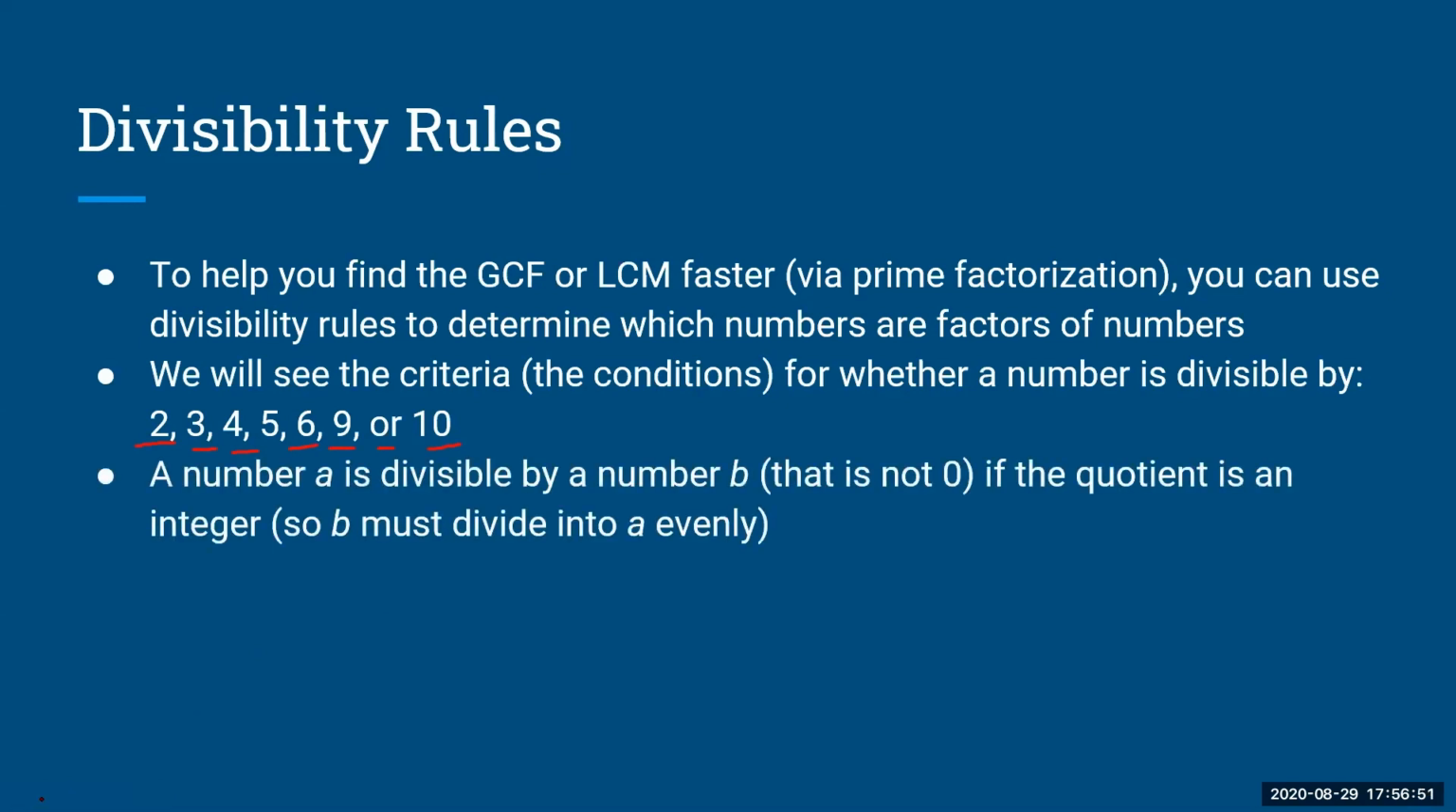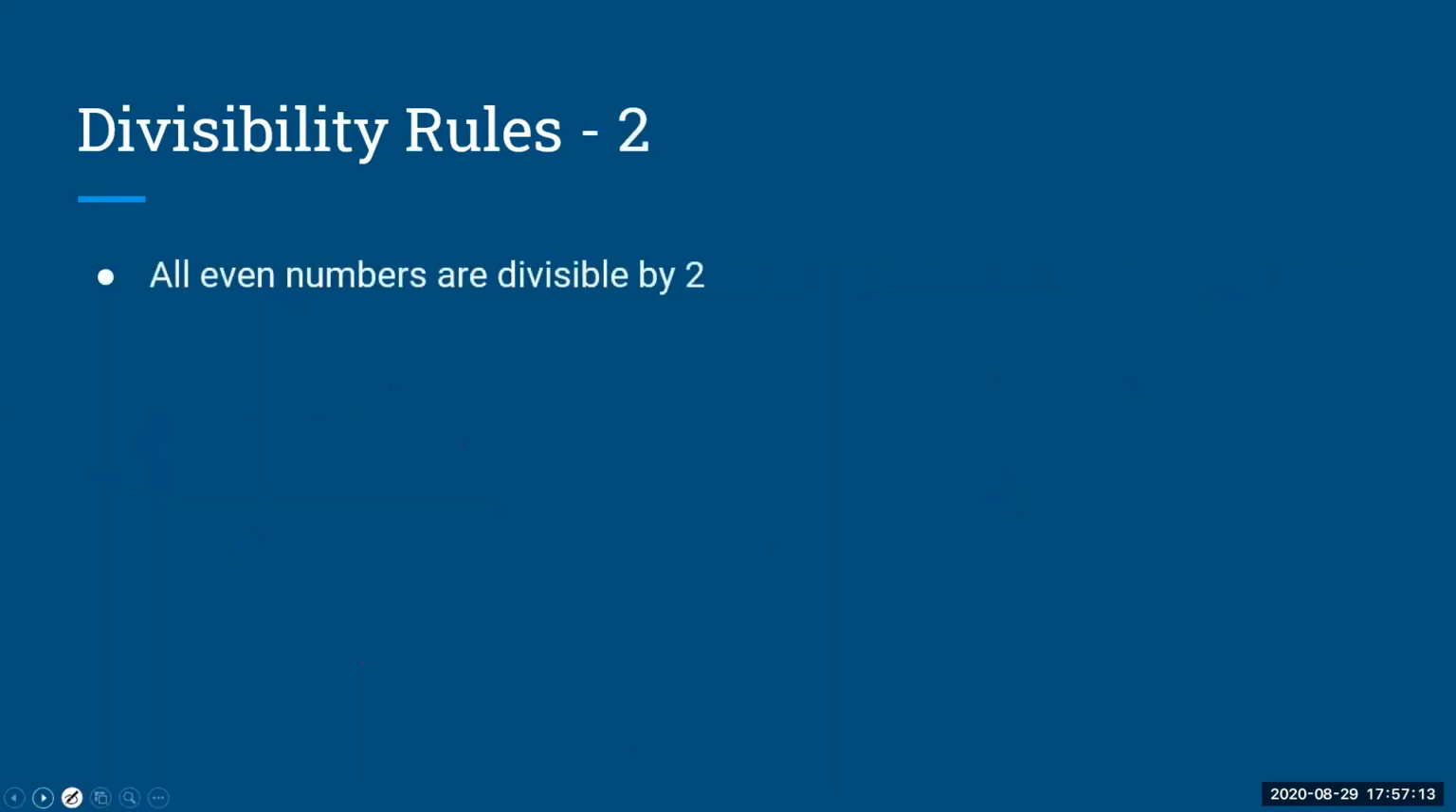So to define divisible, number A is divisible by number B, that is not 0, because you can't divide by 0, remember? If the quotient is an integer, so B must divide into A evenly. So basically, A divided by B has to equal C, where C is an integer. That defines divisibility.